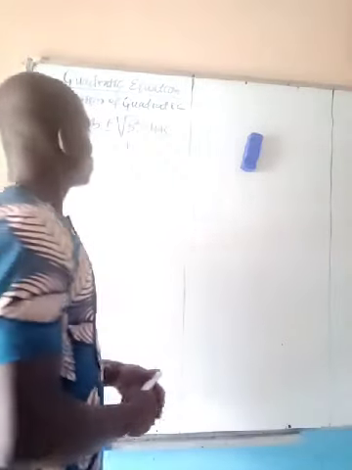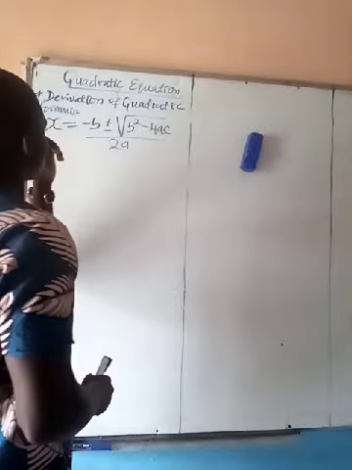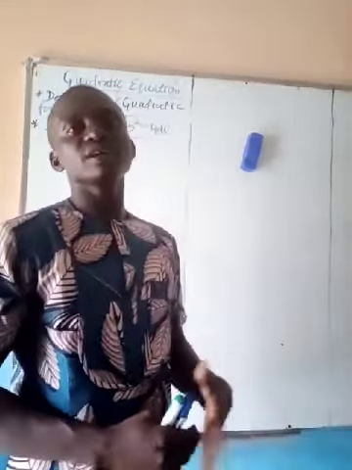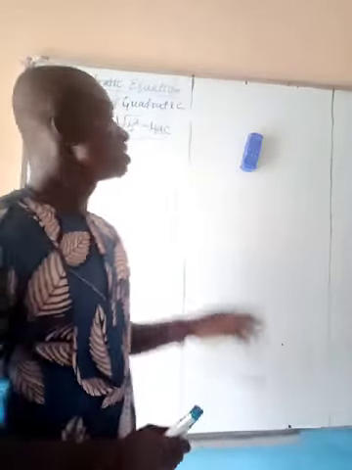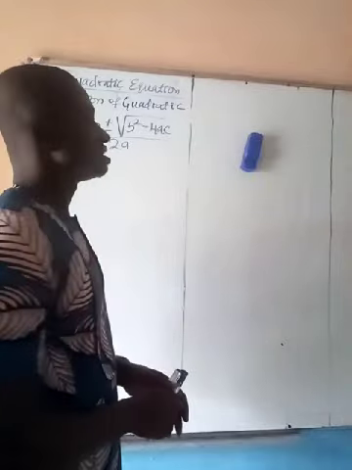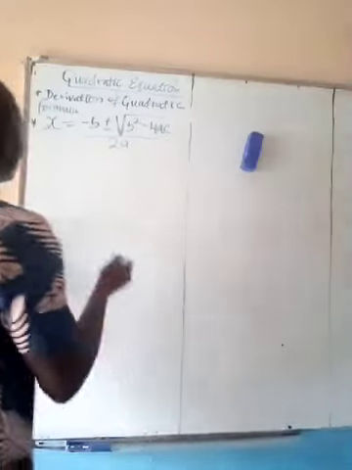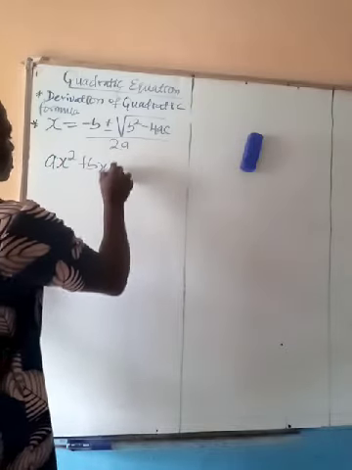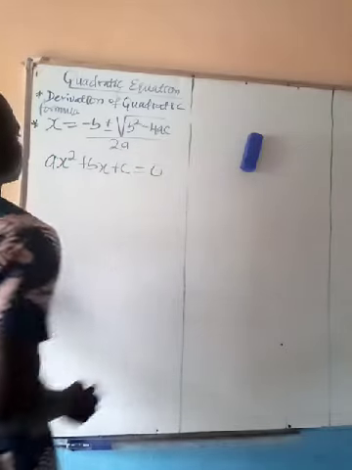Okay, before we go on, what is quadratic equation? Quadratic equation is simply defined as an algebraic expression or equation in which the highest degree of x is 2. And it is in this form: ax squared plus bx plus c is equal to 0.